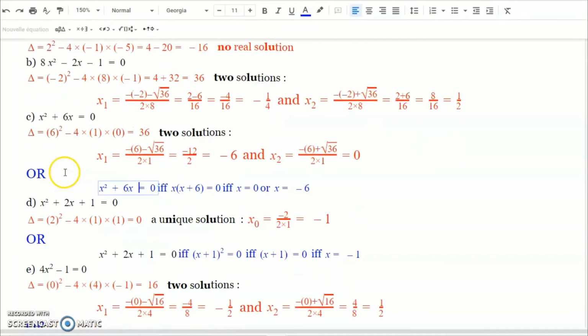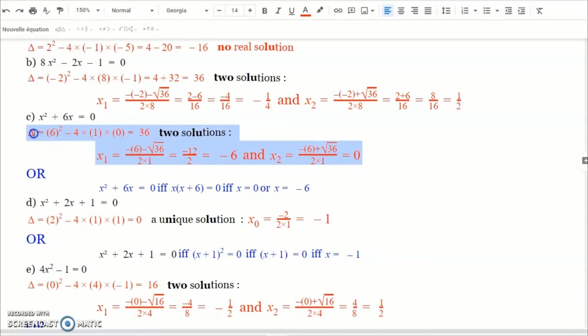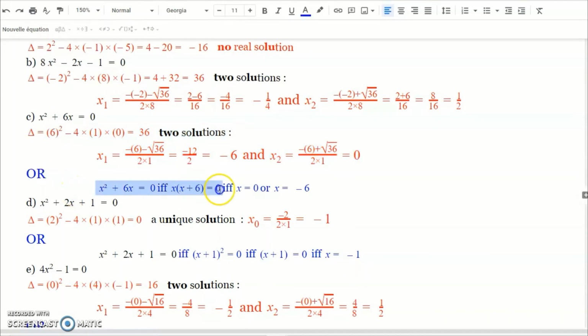We can also solve this equation by hand, by factorizing by x. And then we can see that this is equal to 0 if and only if x is equal to 0 or x is equal to negative 6, which amounts to the same thing as what we did before. It's just a little bit shorter.